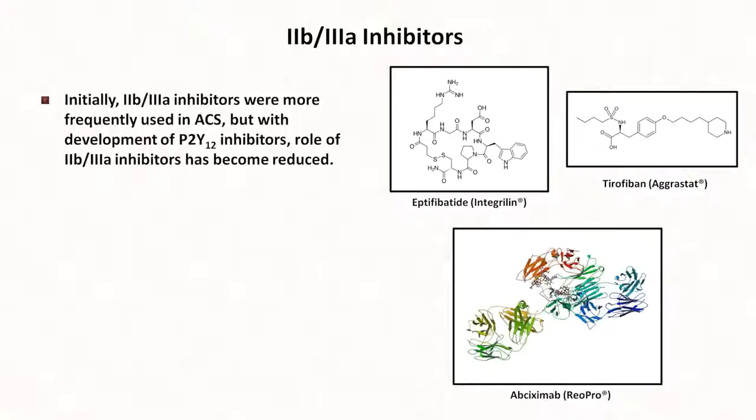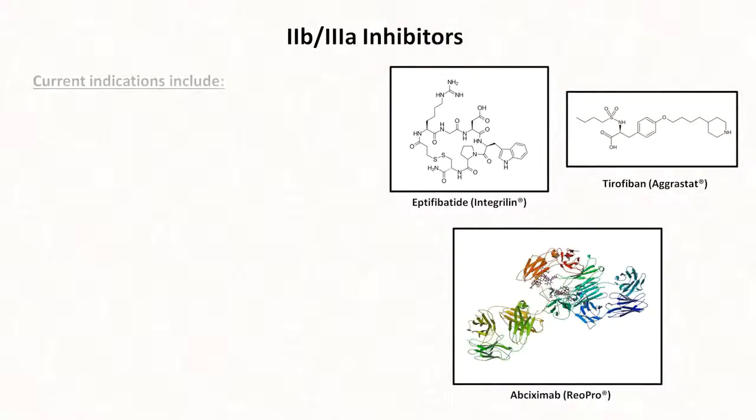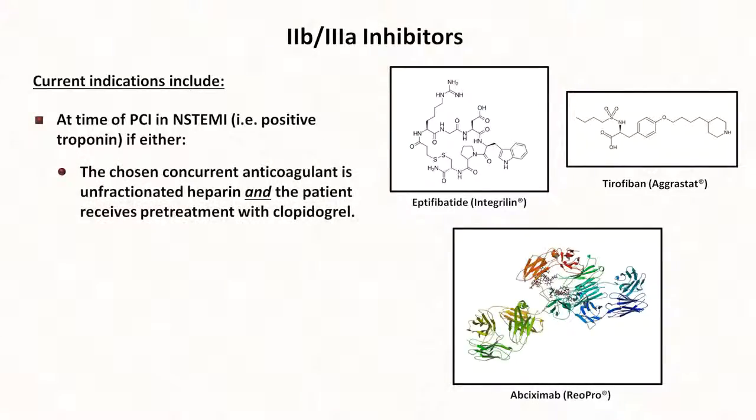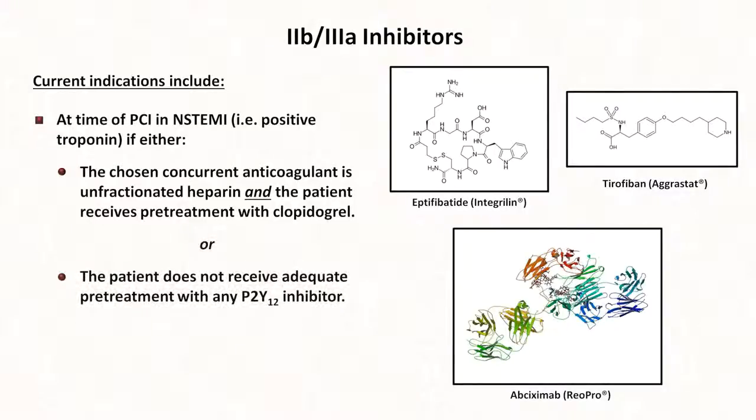Initially, when they were first developed, the 2B3A inhibitors had a larger role in the management of ACS, but with the subsequent development of P2Y12 inhibitors, their role has become somewhat reduced. In addition, the current body of literature on them is quite dense and looks at very specific combinations of drugs in specific situations. Generally speaking, the current indications for 2B3A inhibitors include use at the time of PCI in an NSTEMI if either the chosen concurrent anticoagulant is unfractionated heparin and the patient receives pretreatment with clopidogrel, or if the patient does not receive adequate pretreatment with any P2Y12 inhibitor, irrespective of choice of anticoagulant.